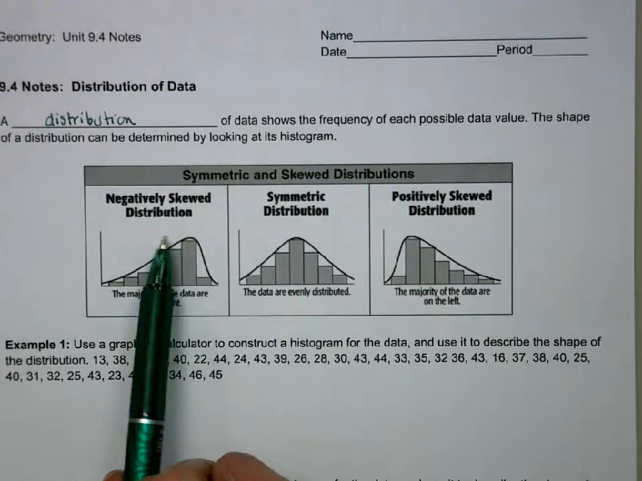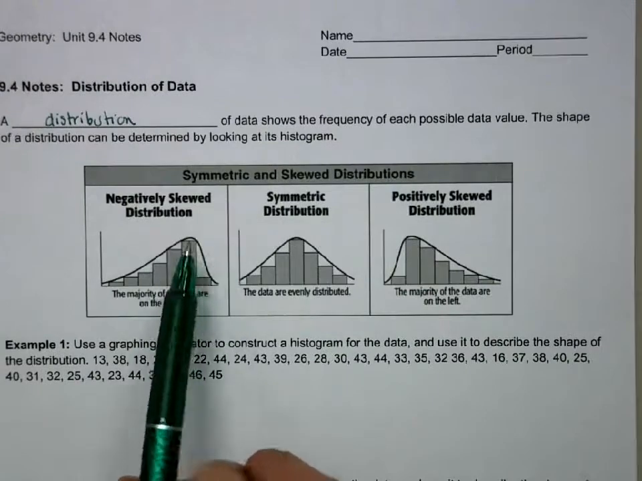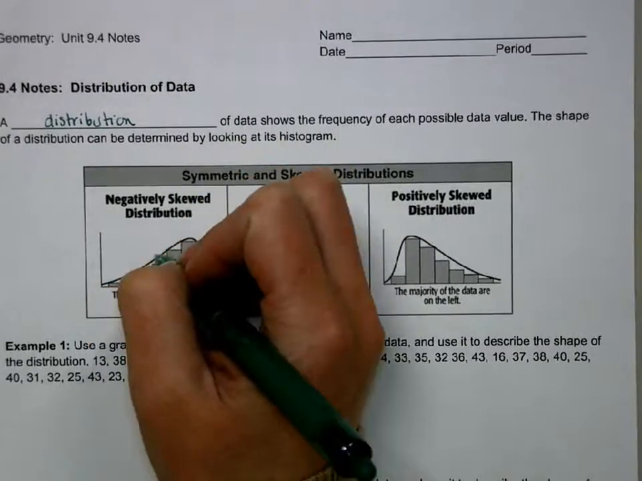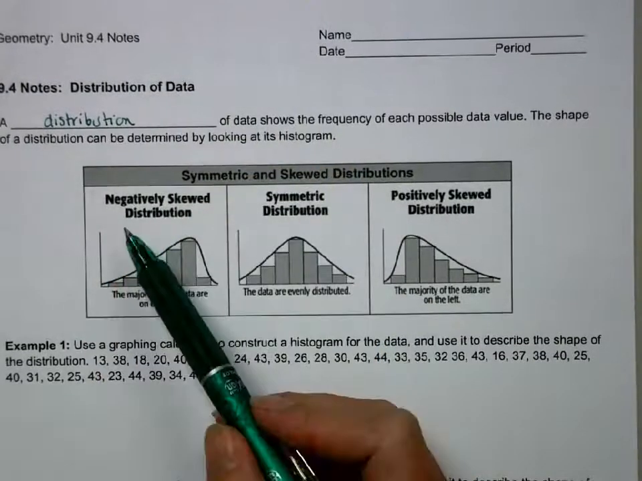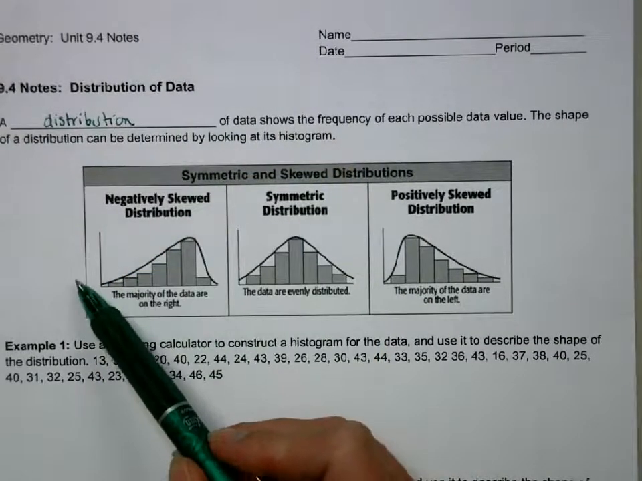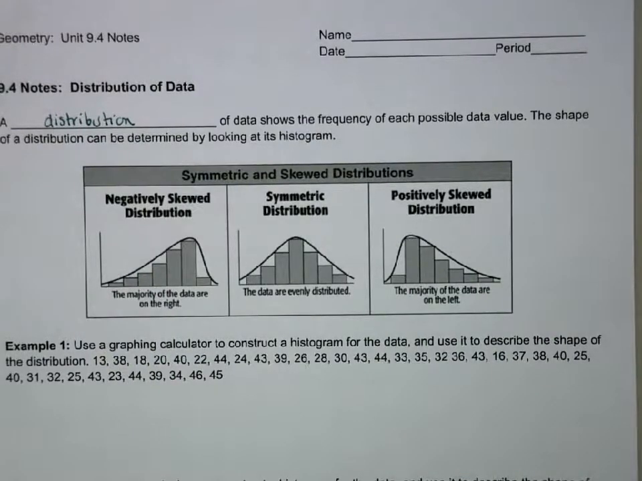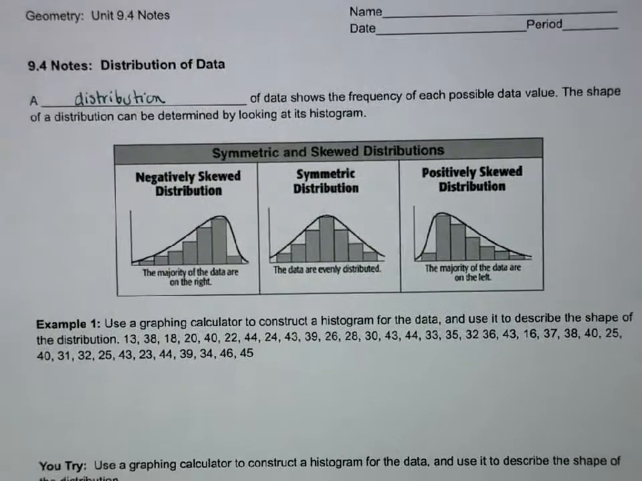If the majority of the data is on the right, we say that it is negatively skewed. I'm going to call this part the tail. If the tail is on the negative side, then it's negatively skewed. If the tail is on the positive side, it is positively skewed.